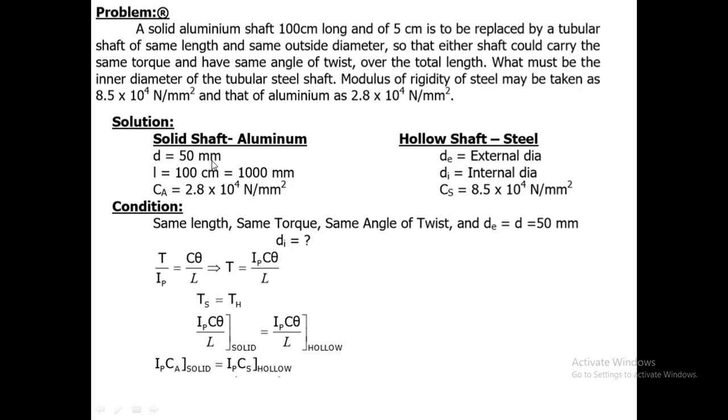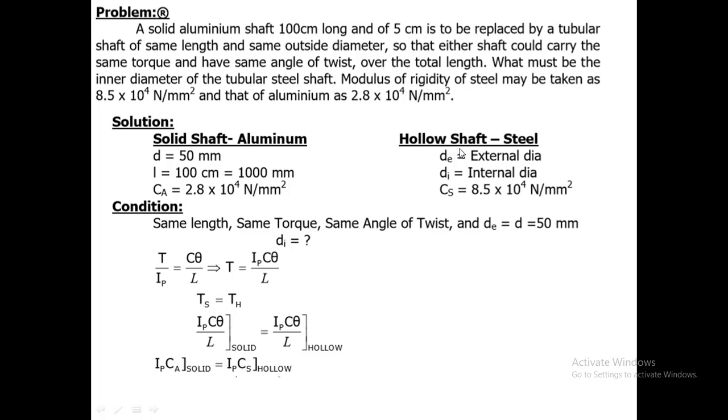So we'll take the solid shaft first, separately. It's made up of aluminum, so the rigidity modulus will be different for the aluminum shaft. It is GA or CA here, and the length will be the same, 100 centimeter, so we take it in millimeters as 1000 millimeter. Diameter is given as 5 centimeter, or 50 mm.